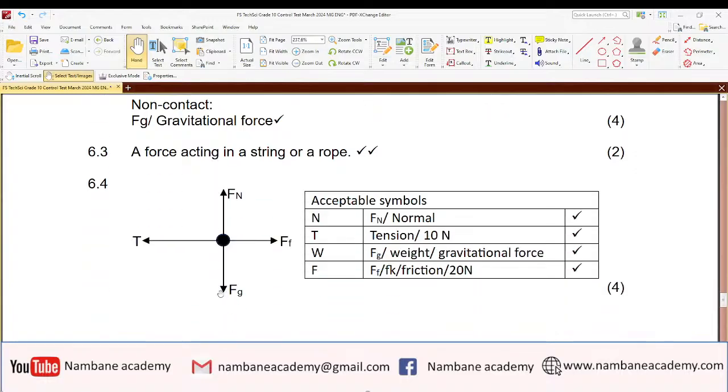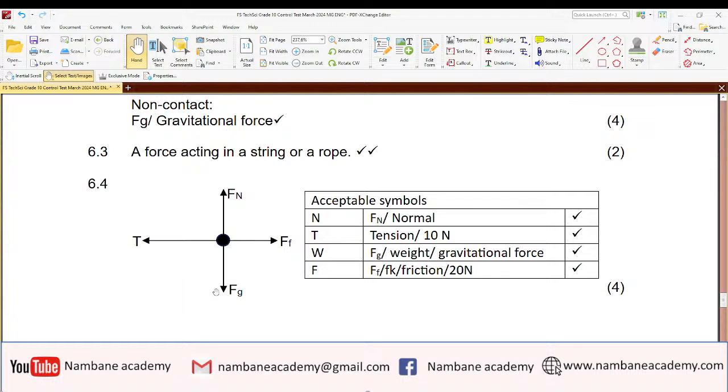It is 2 marks at 6.3, a force acting in a string or a rope. If you get anything funny, ladies and gentlemen, kindly don't award. Because for us to refer to tension, it means the string must be there or a rope must be there.